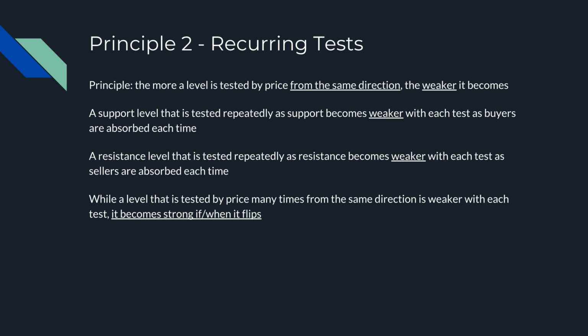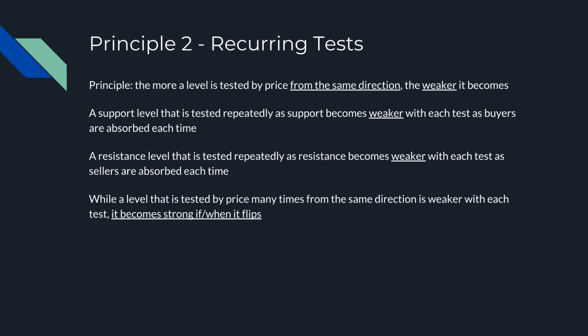Principle 2 is about recurring tests, namely that the more a level is tested from the same direction, the weaker it becomes, which might sound confusing or novel to some of you, but this is one of the most key yet confused concepts when it comes to SR. If price tests a level or a structure, whatever it may be, repeatedly from the same direction, it gets weaker, not stronger, with each test.